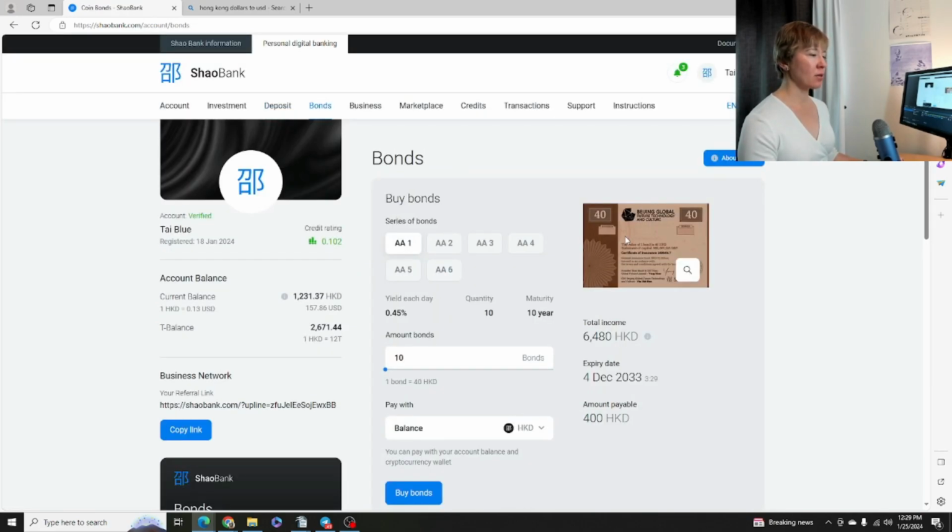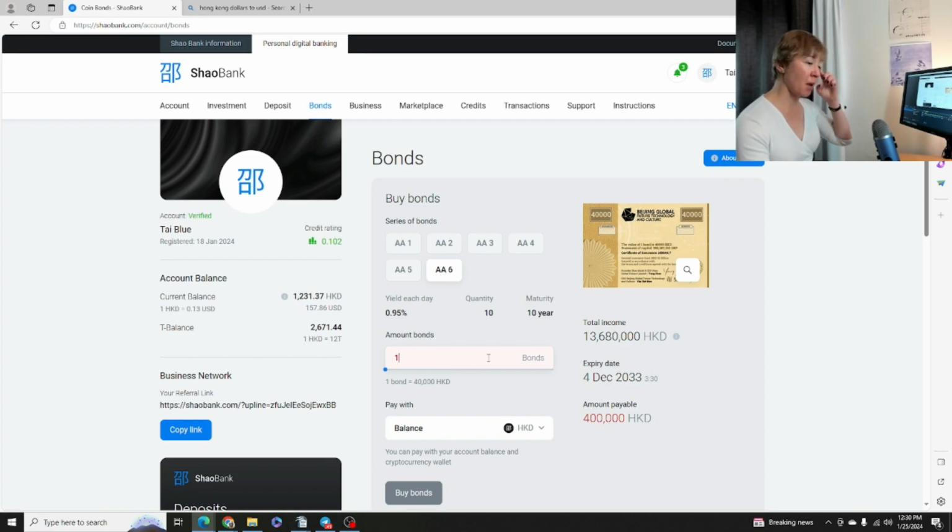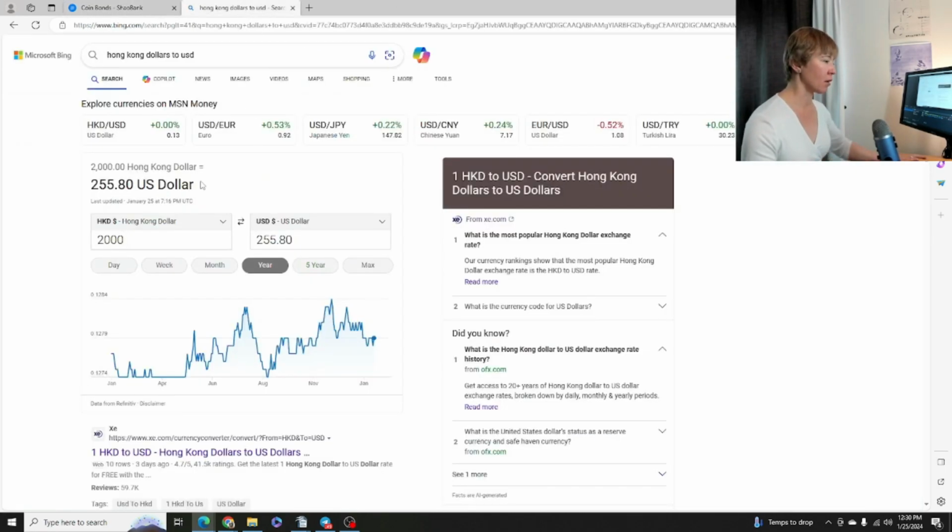And then bonds. Buying a bond is where you would go if you want to make a deposit in here. So click on bonds right up there and choose what particular series. We already went over what the series mean and how much you need to deposit. They last for 10 years. You need to buy at least 10 bonds. You could buy more, so you would just change the number in here. One bond equals 40,000 Hong Kong dollars. So what is 40,000 Hong Kong dollars?